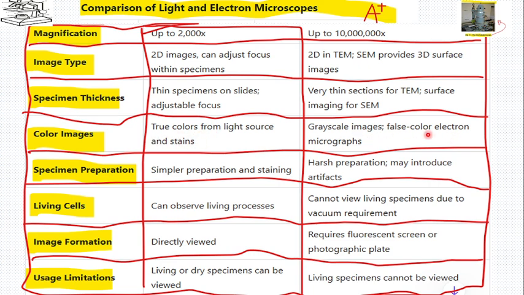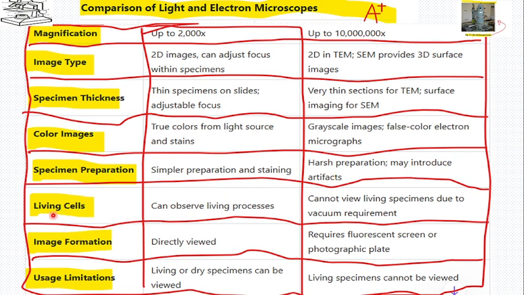But this color here, it is only white and black. Means it is the first color electron micrograph. Specimen preparation is simple, no much training. But this one is very complicated, right? Electron microscopy is very complicated. It is harsh to prepare and may introduce artifacts.